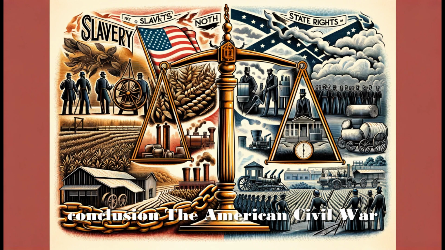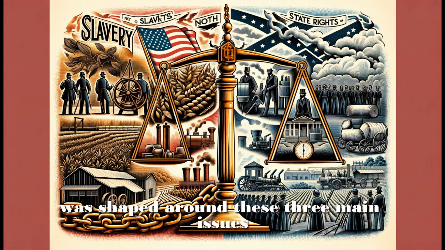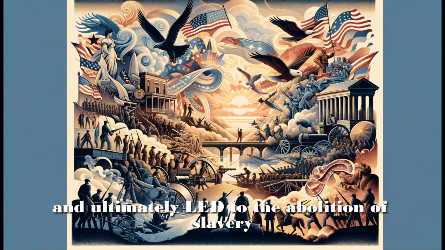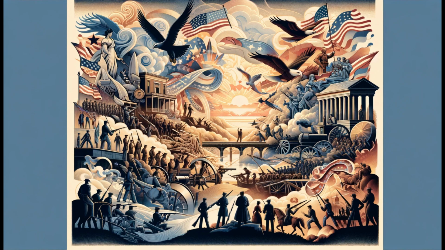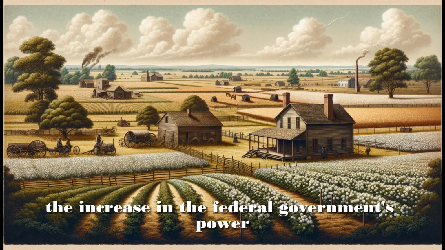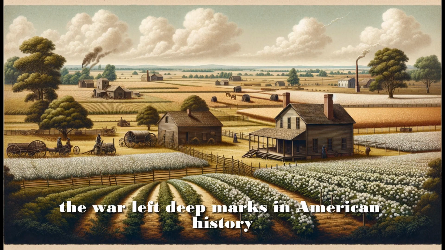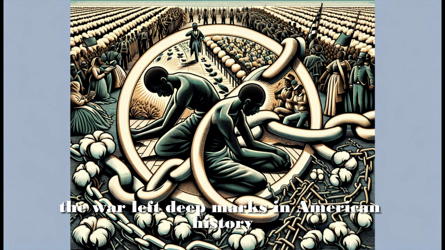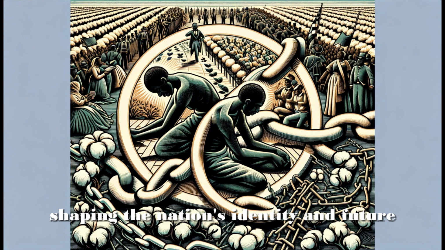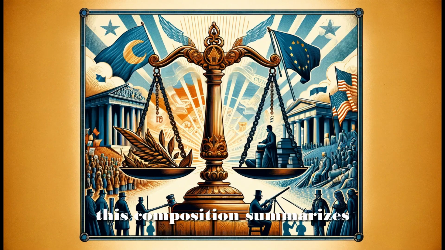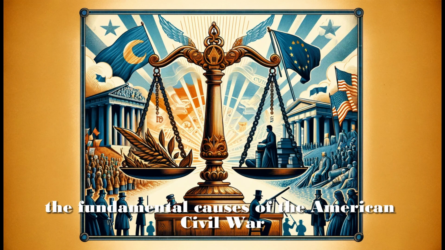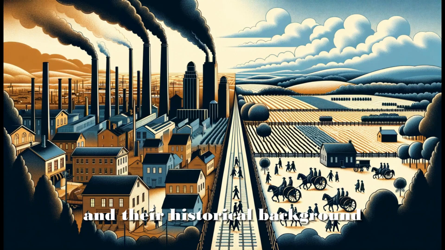Conclusion: the American Civil War was shaped around these three main issues and ultimately led to the abolition of slavery, the increase in the federal government's power, and fundamental changes in American society. The war left deep marks in American history, shaping the nation's identity and future. This composition summarizes the fundamental causes of the American Civil War and their historical background, pointing to the war's long-term effects on the United States.